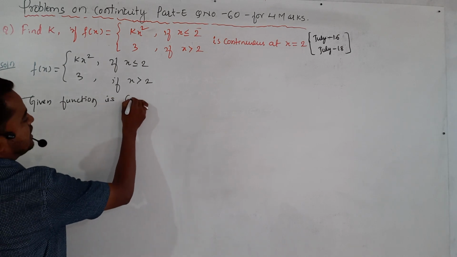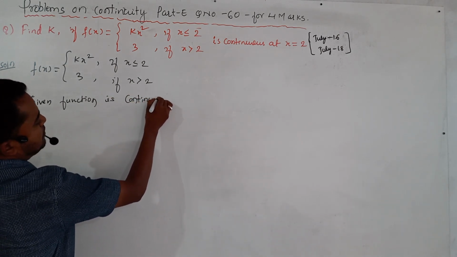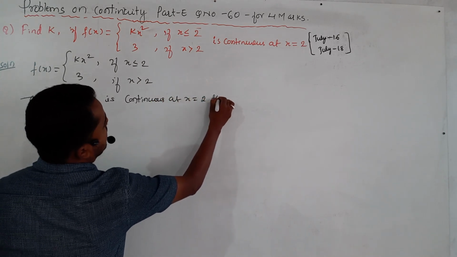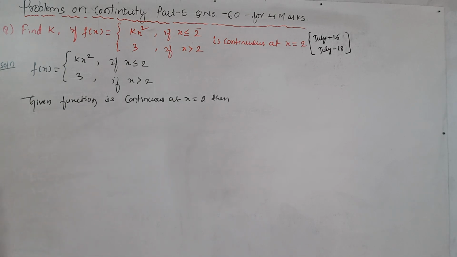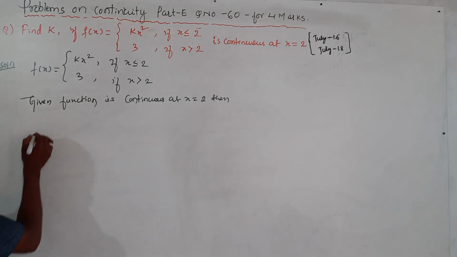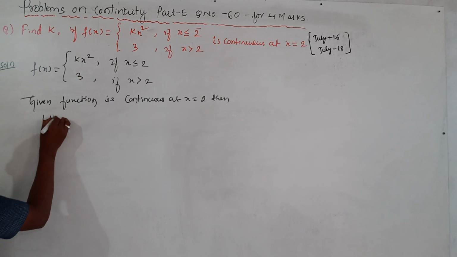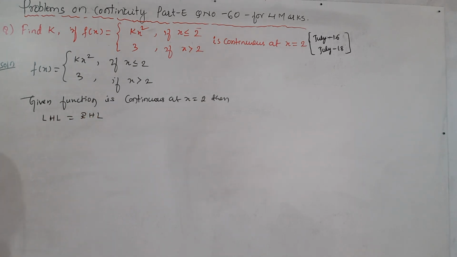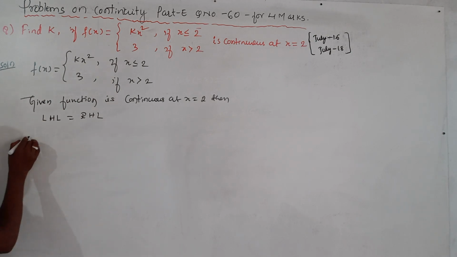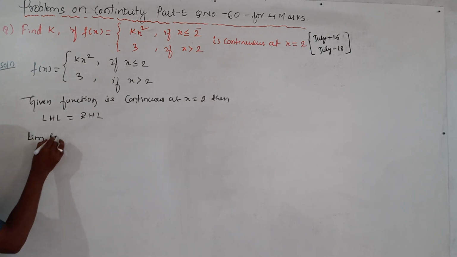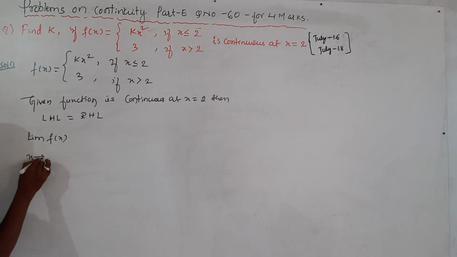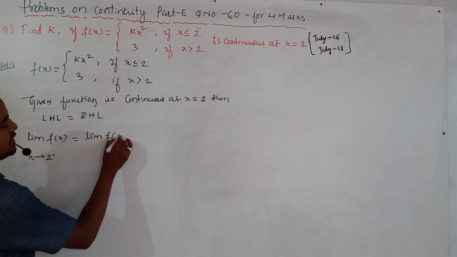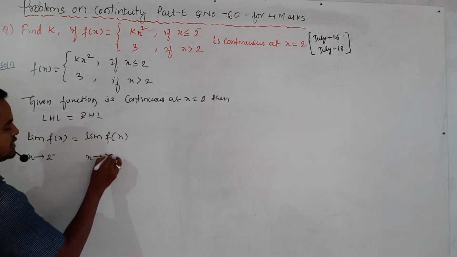Given the function is continuous at x equal to 2, then LHL equals RHL. LHL means the limit of f of x as x tends to 2 minus, and RHL means the limit of f of x as x tends to 2 plus.